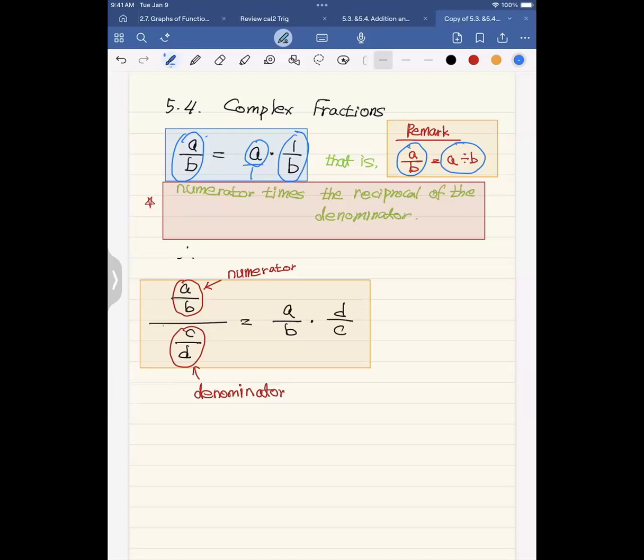When we think about a over b, that means a times 1 over b. What is 1 over b? That is the reciprocal of b. b is in the denominator, so the reciprocal of the denominator. So a over b can be considered as the numerator times the reciprocal of the denominator.